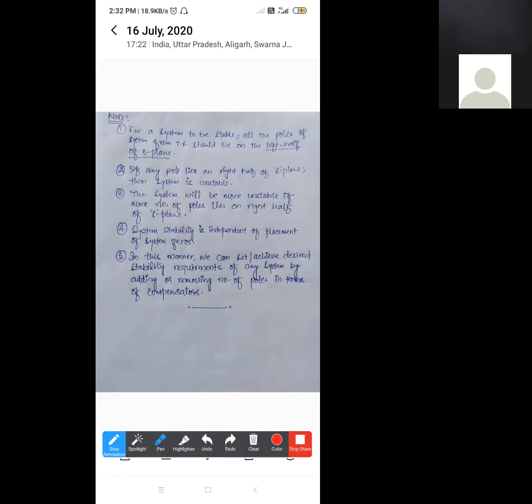Here are some points with reference to the S-plane and system stability. The first point is, for a system to be stable, all the poles of the system from the transfer function should lie on the left half of the S-plane. As I mentioned on the last screen, for a stable system, all the poles must lie on the left half of the S-plane. If any pole is lying on the right half of the S-plane, then the system is unstable. Point number 2. Point number 3.